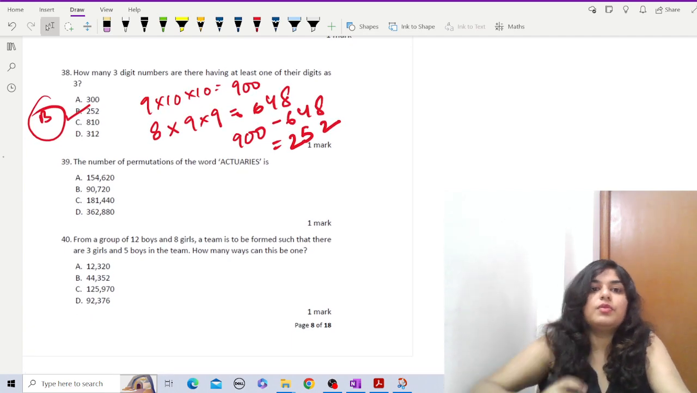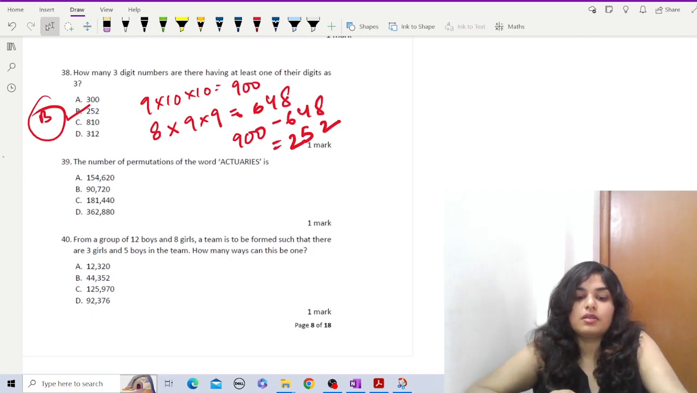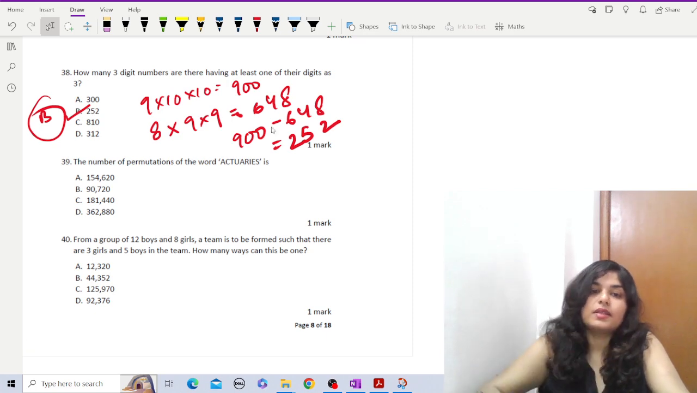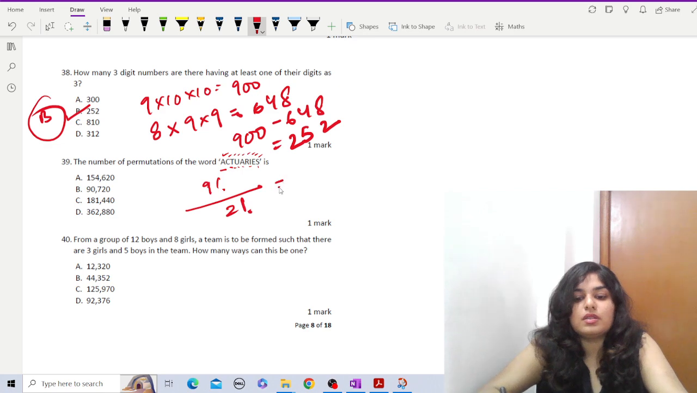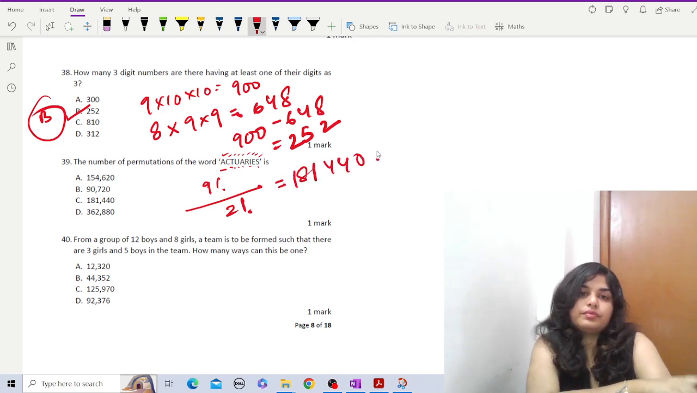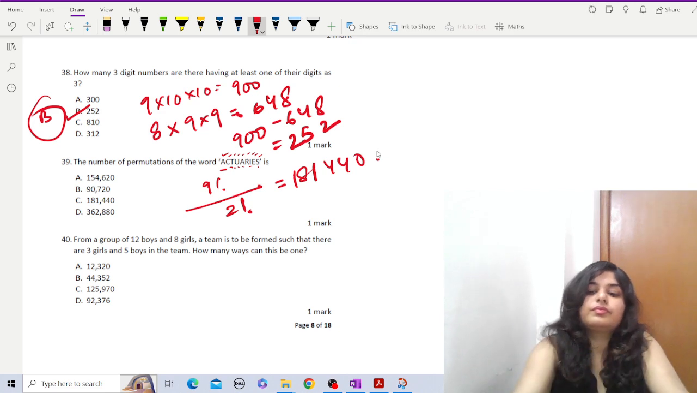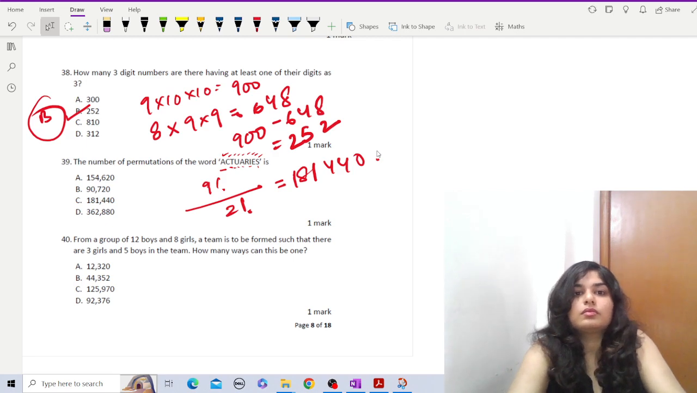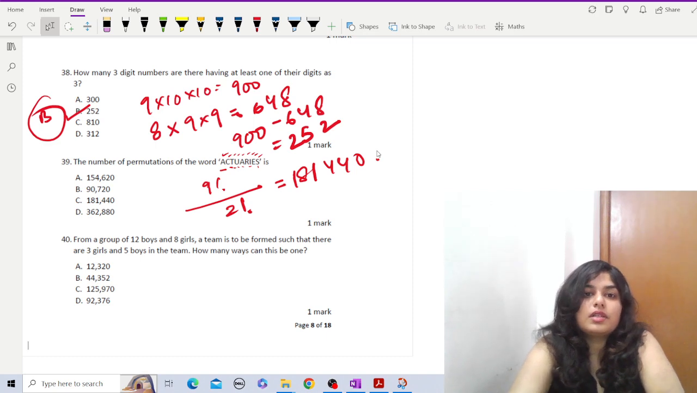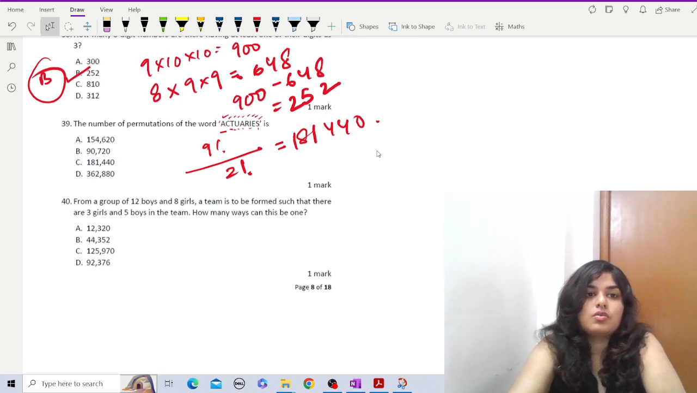39. The number of permutations of the word ACTUARIES. A C T U A R I E S. How many letters? 1, 2, 3, 4, 5, 6, 7, 8, 9. So it's 9 factorial by 2 factorial, which is 181440. Because A can be arranged in 2 ways, that's why 9 factorial by 2 factorial. Last one.